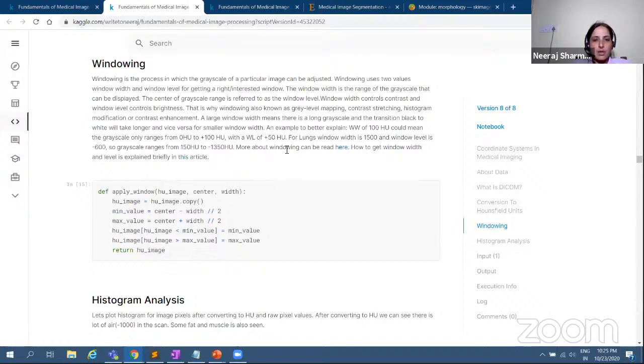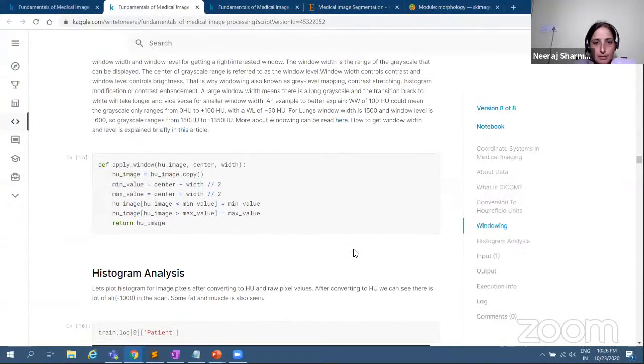And you can go through more about windowing in this particular link, and how we actually get the window width and level is briefly described in this particular article.